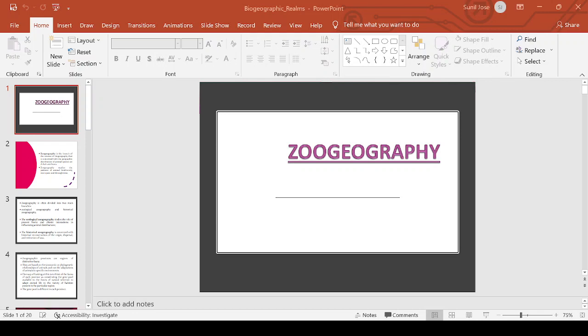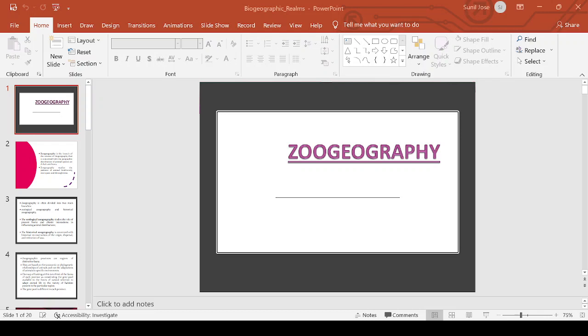Now we have to study the different types of realms. So in zoogeography, basically you are studying six major realms. And we have to understand what the features of animals present in each realm or each major region are. Okay, so this is a brief idea regarding the different realms.